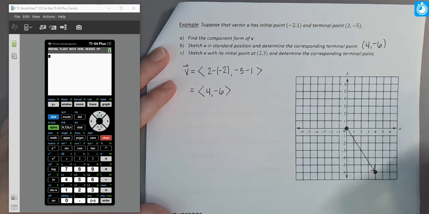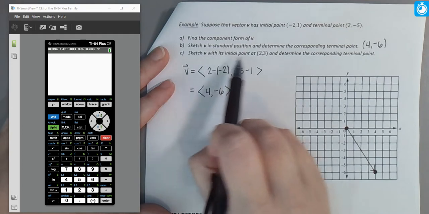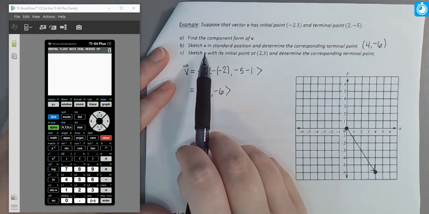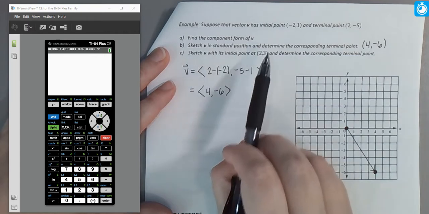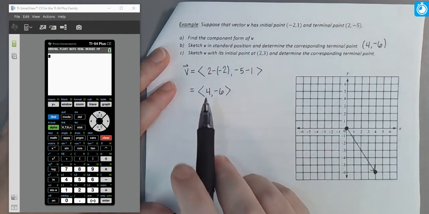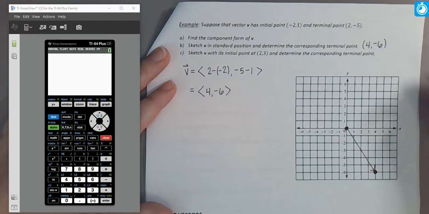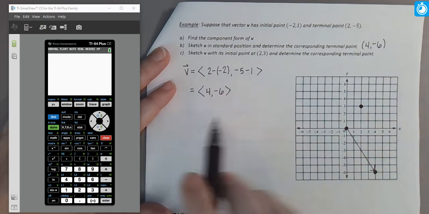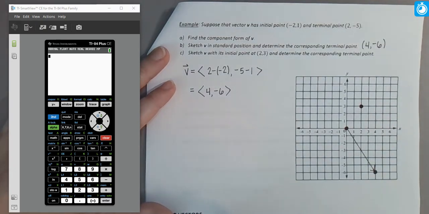Now, alternatively, to show this algebraically, I'll show you how to do it algebraically. So we also want to sketch this same vector with a new initial point. So what if we were to put the initial point at 2, 3? So this is going to be our new initial point. Now, rather than just graphing the vector, I want to show you how you could find the terminal point algebraically.